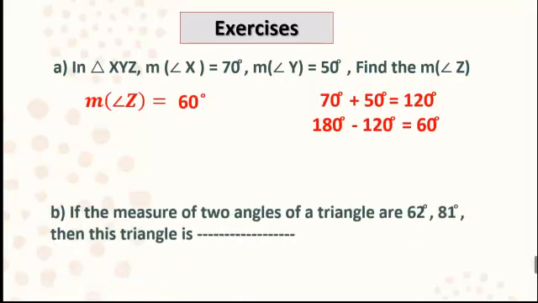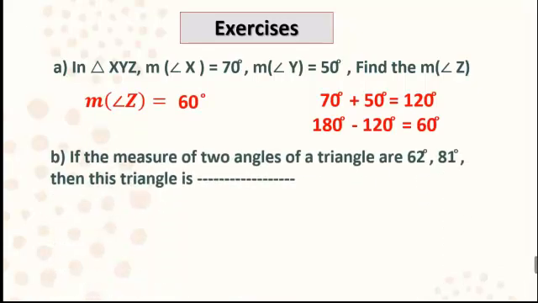B. If the measures of two angles of a triangle are 62 and 81, then this triangle is, here in this question, he wants to know the type of the triangle. As we said, the type of the triangle will be according to the biggest angle I have in this triangle. But I have only two angles here, so I have to find the third one to see which one is the biggest. Okay, how could I get the third one? In the same steps, plus, 180 minus. What are the two angles I have here?